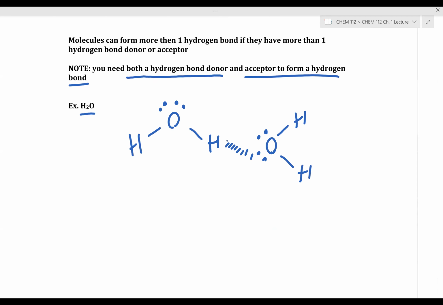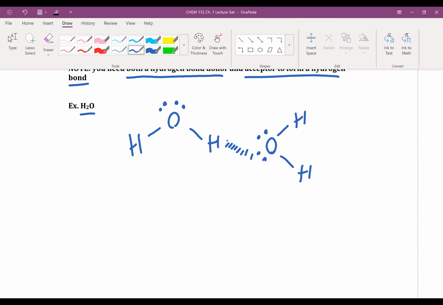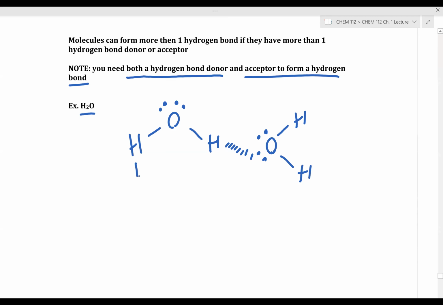How many hydrogen bonds can water form? How many donors and acceptors does it have? 2. Let me point this out using a different color pen. It has 2 hydrogen donors and 2 acceptor lone pairs. So the fact that water can form 2 hydrogen bonds per molecule leads to a substantially higher boiling point than you'd expect. Does that make sense to everyone?